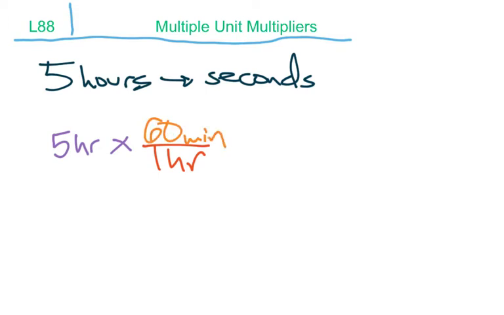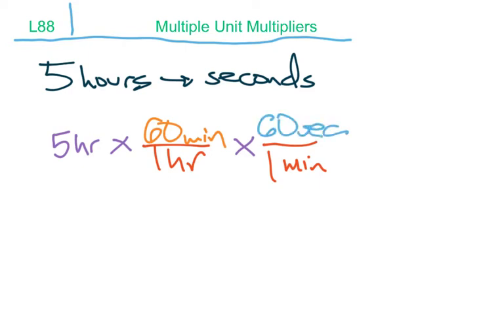Now, that would convert me just to minutes, but I need to do 1 more unit multiplier to get me from my minutes to my seconds. Remember, we want to set it up so that we have cancellation. That's why I want my minutes down here. And then I know that in each minute there are 60 seconds, and I'll place that up there.